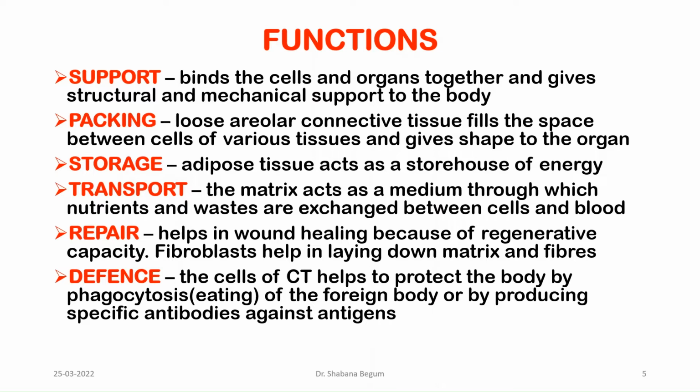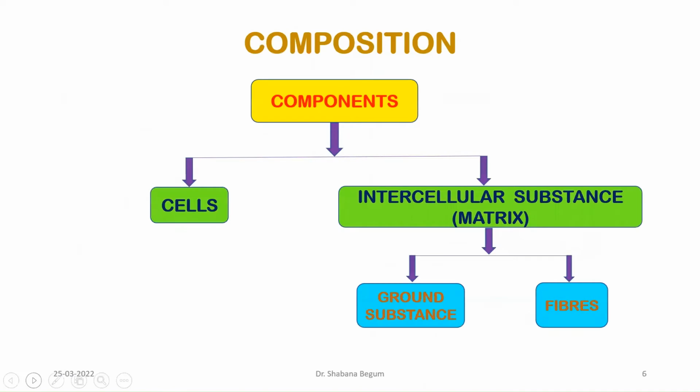It helps to protect the body by means of phagocytosis of foreign bodies or by producing antibodies against the antigens. So what is the composition of the connective tissue? It consists of two things. One is the cells, the other is the intercellular substance or the matrix. The matrix consists of two components. One is the ground substance, the other is the fibers.